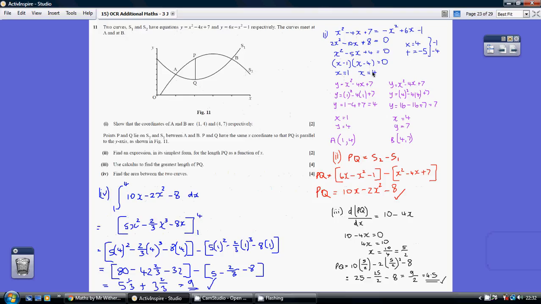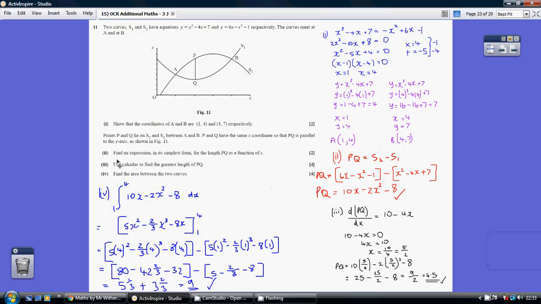And then substituting into either, I can work out what y is. I've chosen to use x squared minus 4x plus 7. So when I substitute x being 1 into that, I get y being 4. And when I substitute 4 into that, I get y being 7. Hence A is (1, 4) and B is (4, 7).